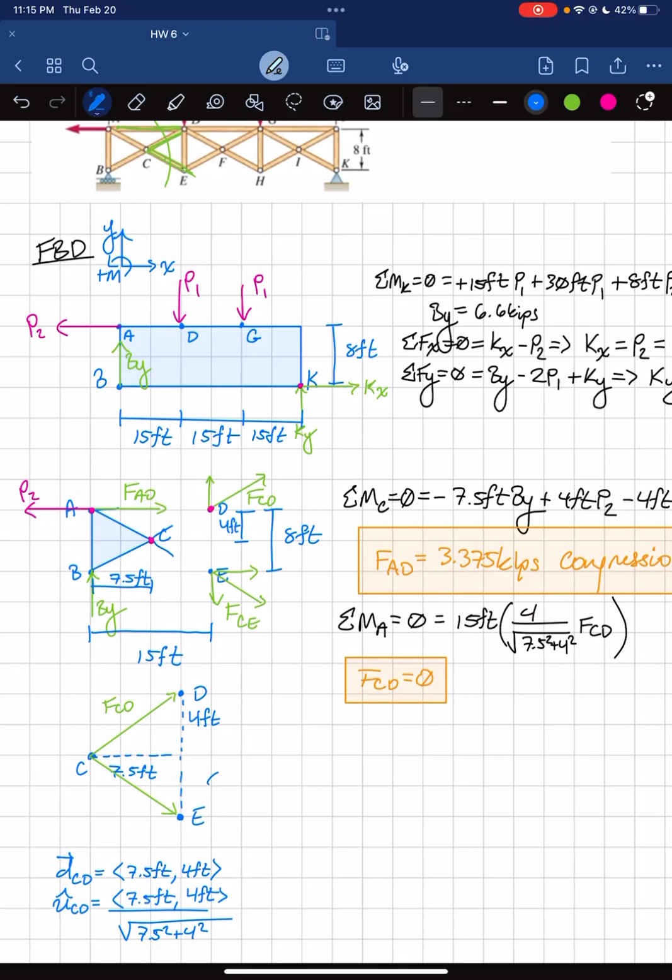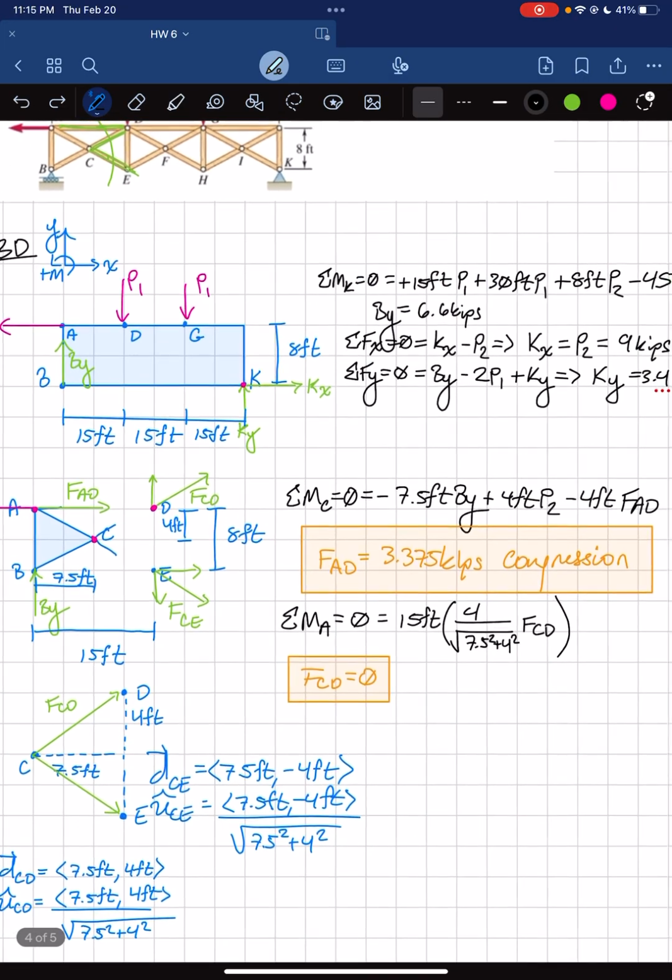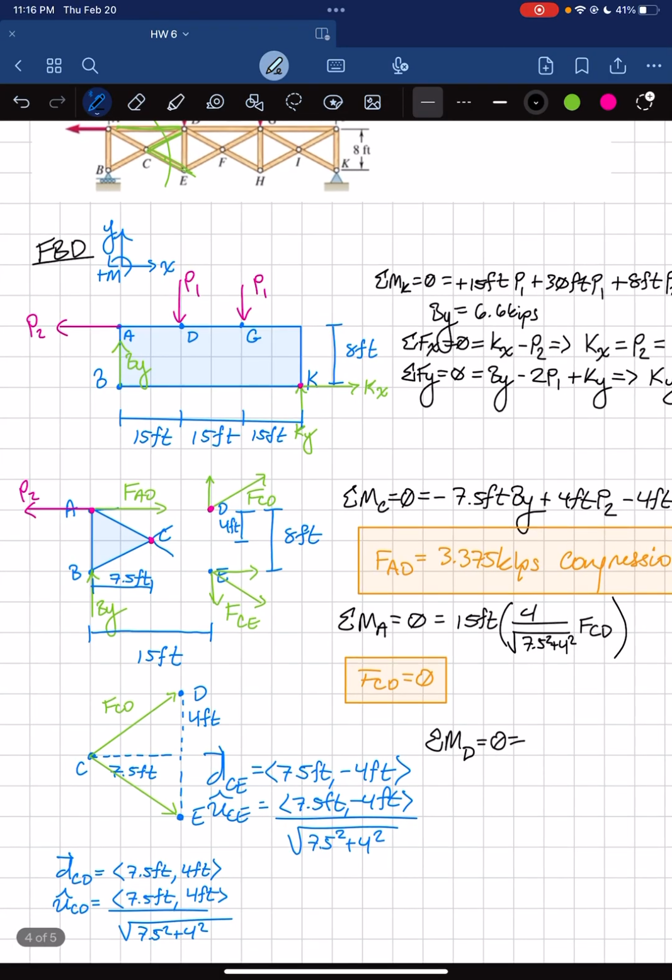So the direction vector is just going to be the same values with a negative y component. And then our unit direction vector, again, is just divided by the magnitude. All right, and then we only need the X component in this one. So we'll isolate that and write out our moment equation. So moment about D is equal to 0. And we have By going clockwise, so negative with a 15-foot moment arm.